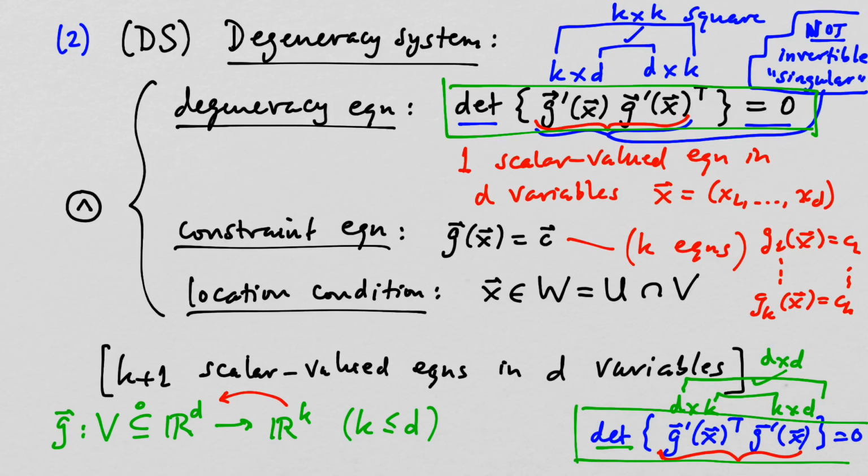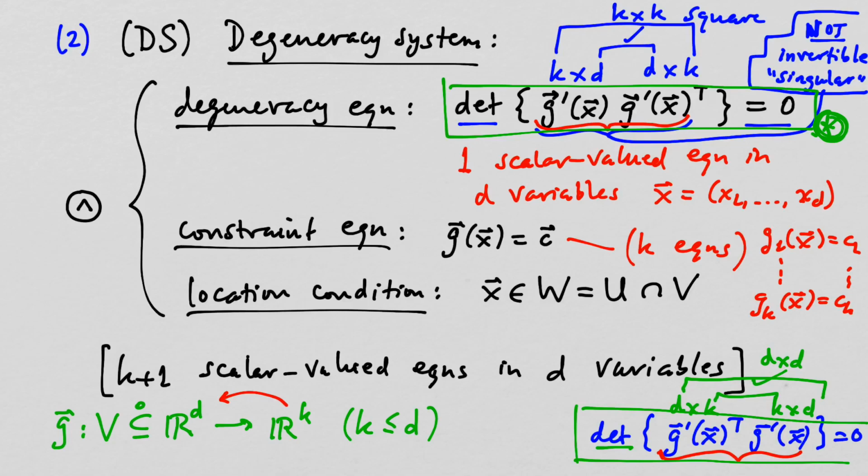It's still correct. But why is this one preferred? Well, it's simply because k is the smaller of the two in general. I mean, k and d could be equal, it's possible. But usually, in practice, in most cases, k is going to be less than d. And therefore, a k by k square matrix is going to be easier to compute the determinant of, because it's a smaller matrix. Okay, that's why this one is the preferred one. A k by k determinant is easier to compute than a d by d.